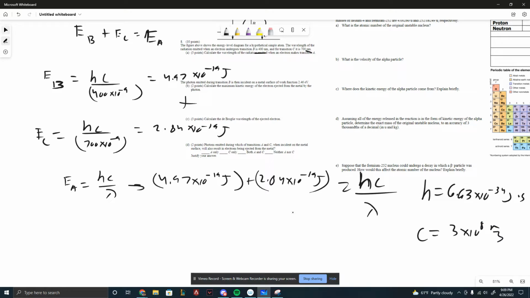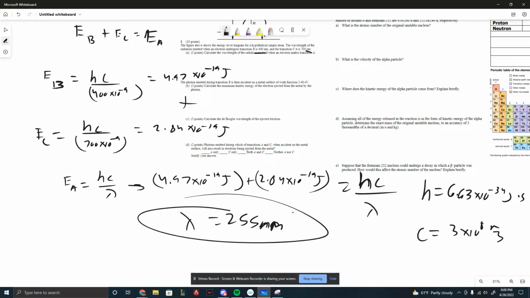So we're going to solve for lambda right here, and I can tell you right off the bat, lambda is going to be somewhere around 255 nanometers, depending on exactly what you do for sig figs. This is also why we didn't convert these numbers into electron volts earlier, because they would have to be in joules now. So this is our answer for A, 255 nanometers. Okay, let me erase this all now.